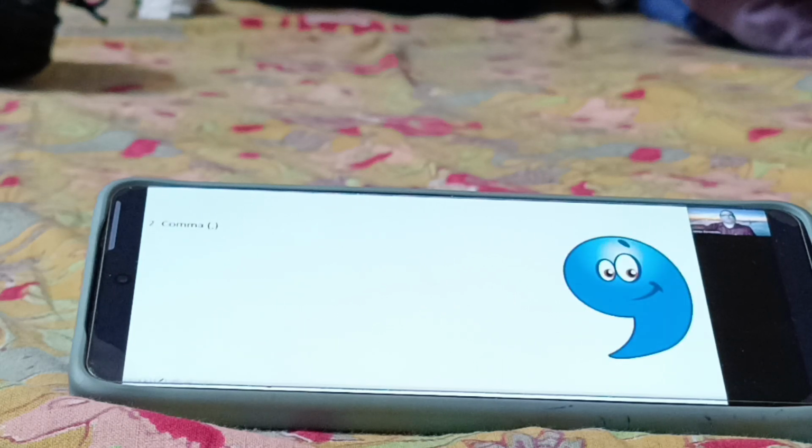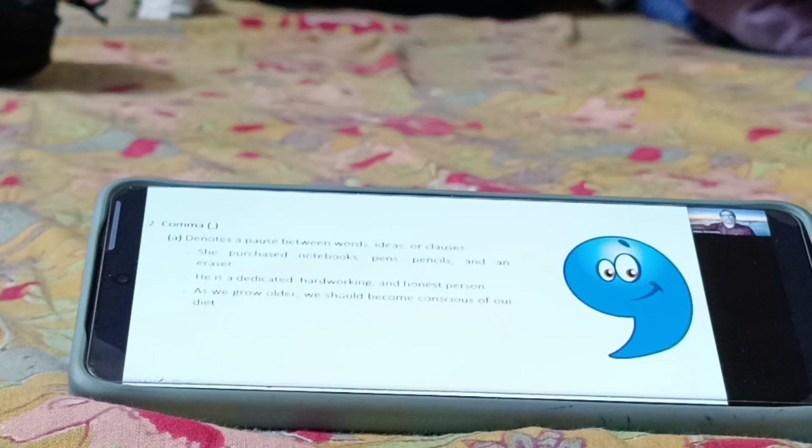You're already familiar with this, just a refresher for you. Next is comma. So, a short pause between words, between ideas, or short sentences. She purchased notebooks, pens, pencils, and an eraser. So small pauses. He is a dedicated, hardworking, and honest person. As we grow older, we should become conscious of our diet.